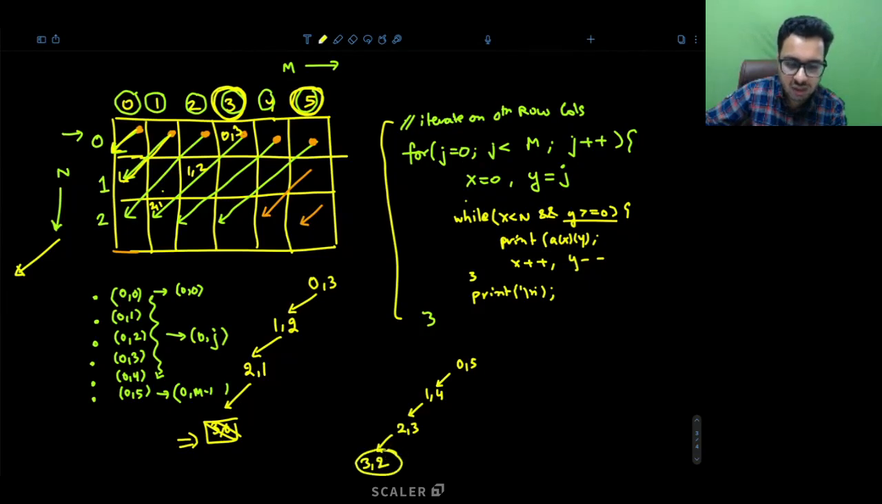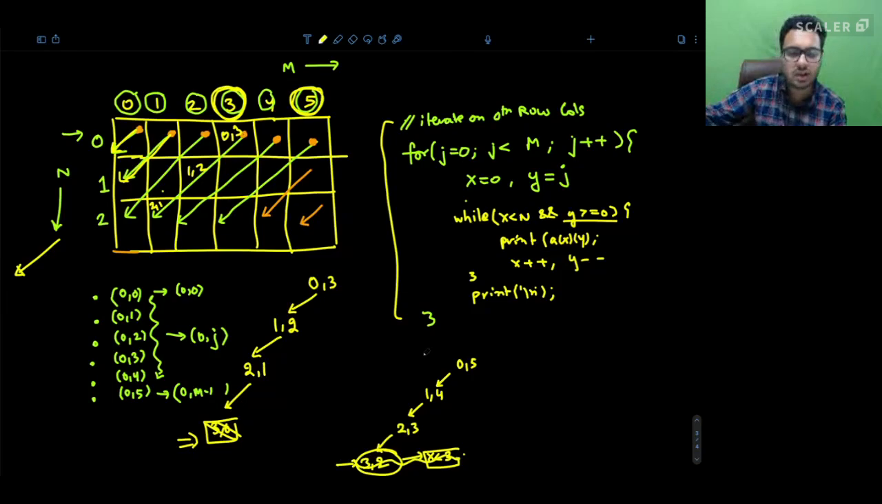But we know that this will violate the condition, that x is not less than the number of rows. The number of rows is 3. Is x less than 3? The answer is no, right? Yes, we have not included orange diagonals as of now. That is part 2. This is part 1 of the problem.